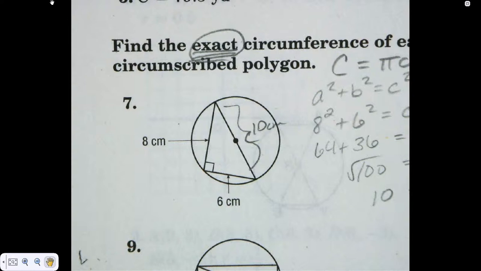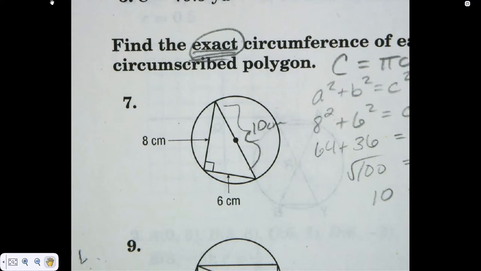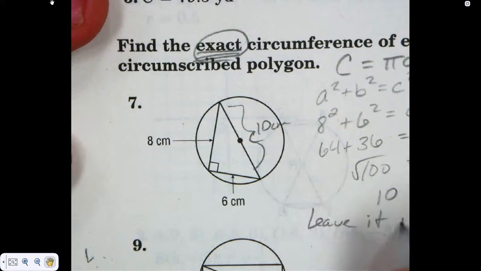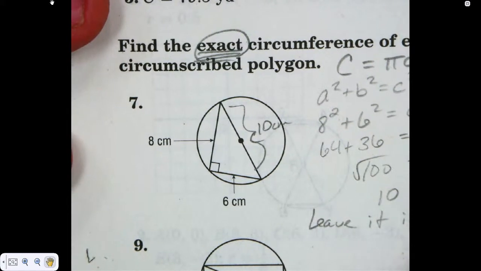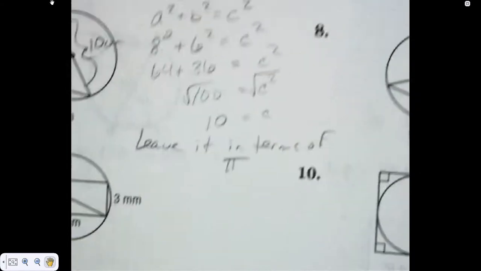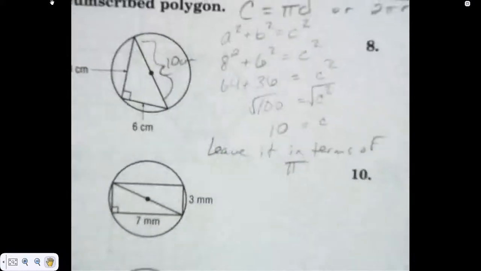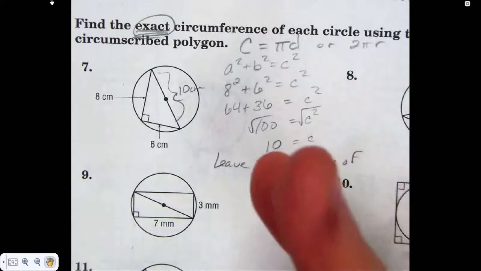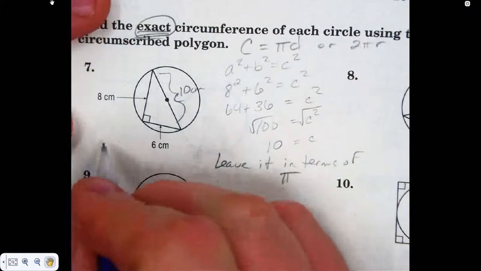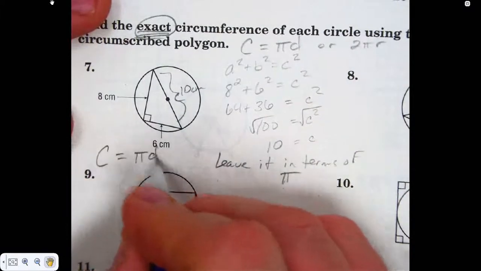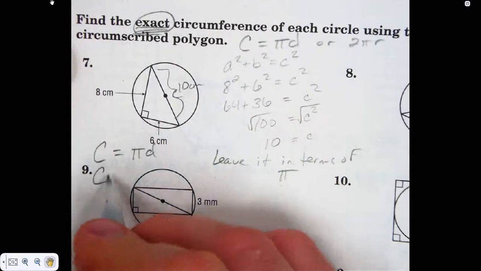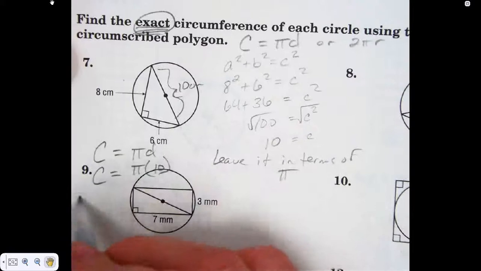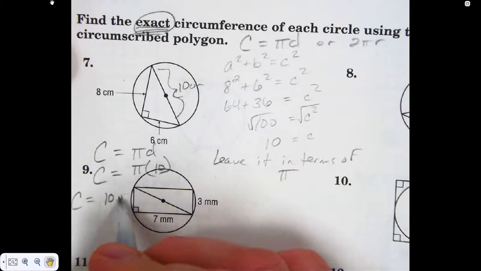Now, find the exact, and this is a key word here, exact circumference. When they ask you to find exact, did they say to round at all? No. You're going to leave it in terms of pi. What does that mean? That means you don't put pi into your calculator. You figure everything else out and put a pi at the end. So to find the circumference is pi d, correct? What did I find d to be? It's pi times 10. Your circumference is simply 10 pi.